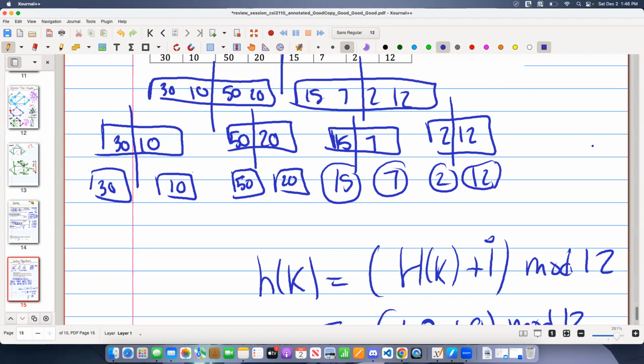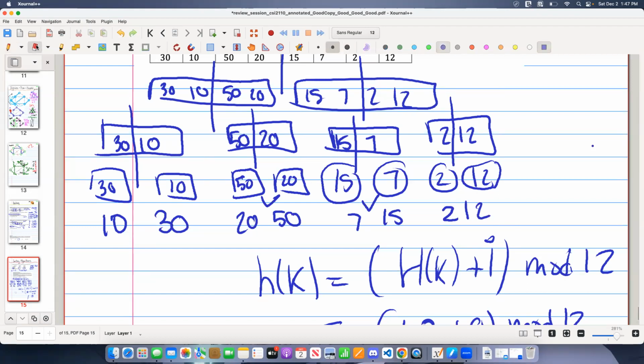So you compare 30 and 10. We're going to sort from least to greatest. So 10 would be here, 30 would be here. Okay, you also compare these two together: 20, 50, you compare these two, 7, 15, and this would be 2 and 12. This remains the same. I'm going to just quickly erase this bit.